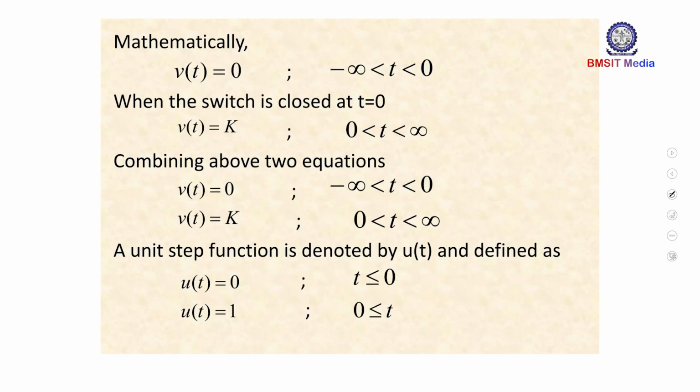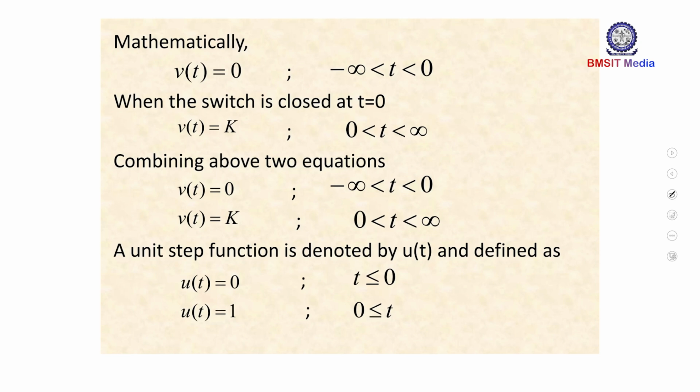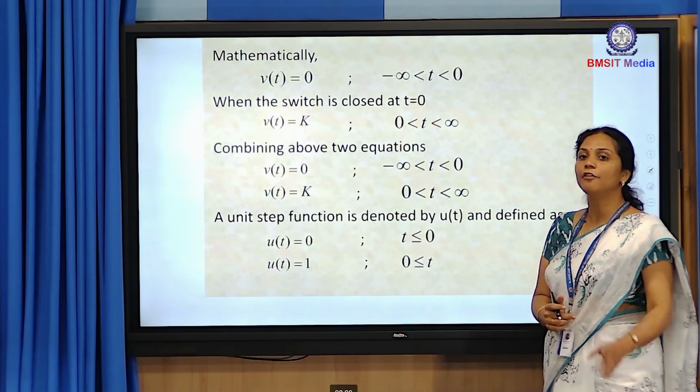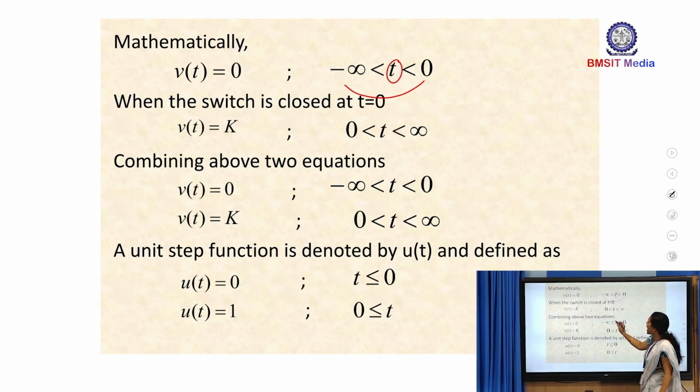Now, how do I write this in the mathematical form? To write this in the mathematical form, what will be the output voltage? V of t will be equivalent to 0. At what conditions is this V of t equivalent to 0? We know that it is equivalent to 0 when the switch is open. So, I consider the condition of t between minus infinity to 0. At t equal to 0, whatever the output voltage is there between 0 to infinity will be equivalent to K.